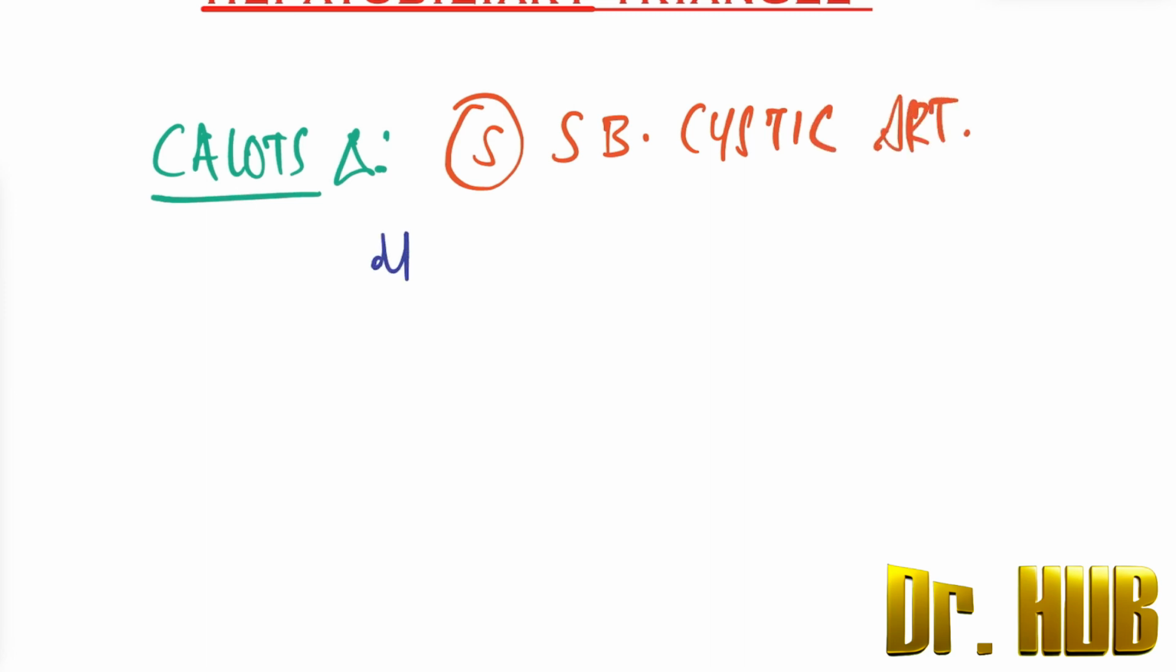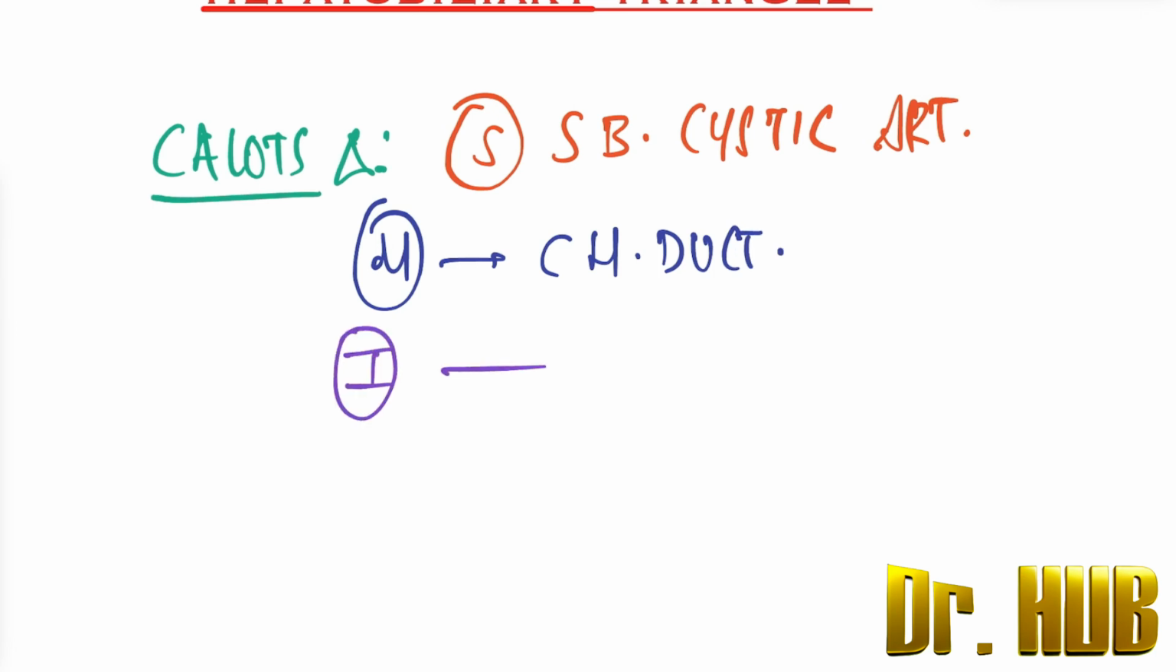Next, medially, what is present? Medially, both the hepatobiliary and Calot's triangles have the same thing, that is the common hepatic duct. So inferiorly what is present? It is the cystic duct.